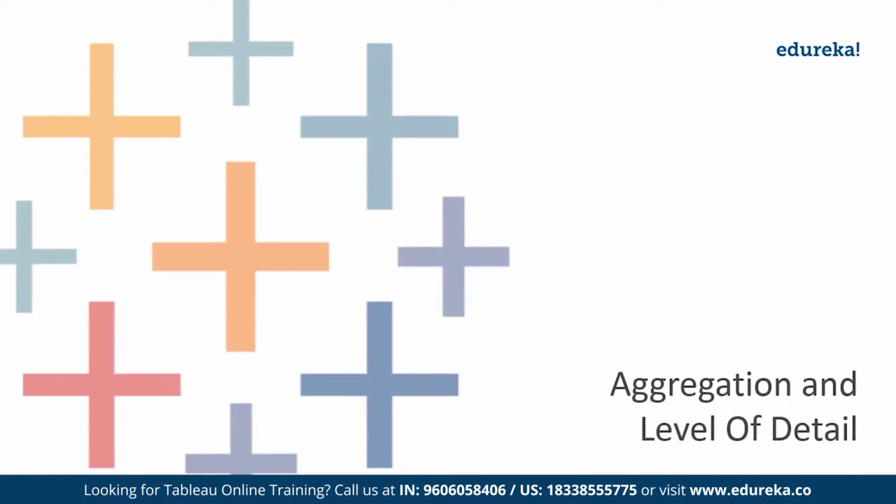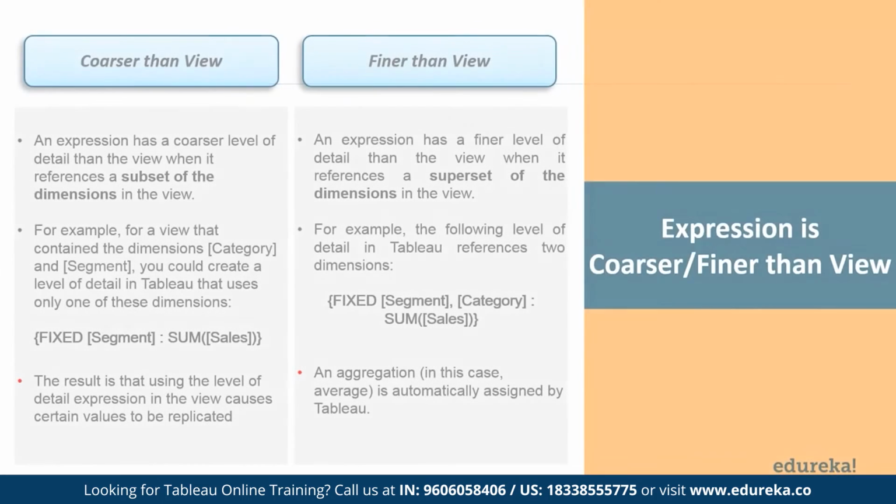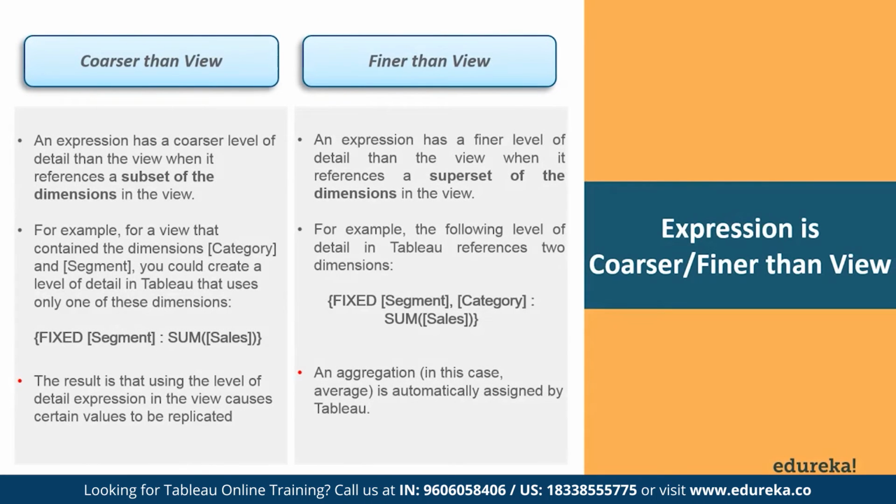Now let's go ahead and look at aggregations and level of detail. Now the level of detail of the view determines the number of marks in your view. So when you add a level of detail expression to the view, Tableau must reconcile two levels of detail, the one in the view and the one in your expression. The behavior of a level of detail expression in the view varies depending on whether the expression's level of detail is coarser, finer, or on the same level as the level of detail in the view. So what do we mean by coarser or finer in this case?